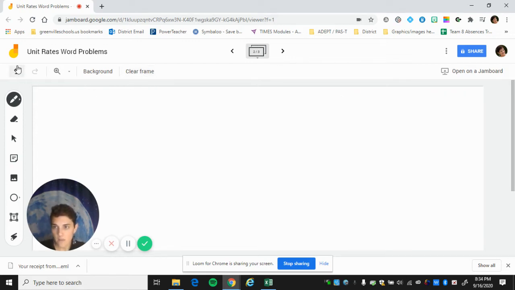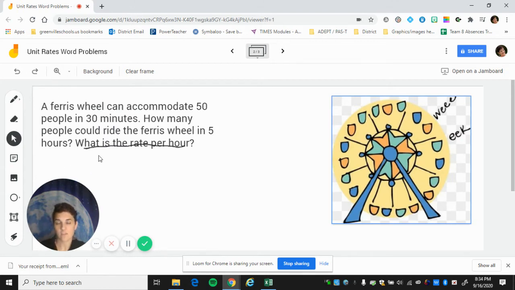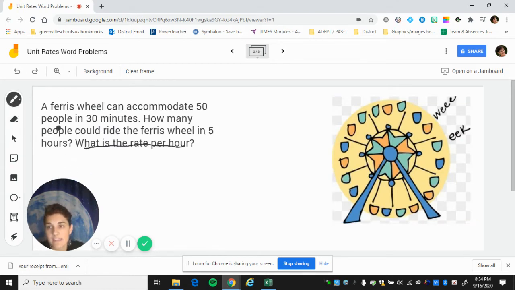No, don't do that. Just leave it like that. This one asks for rate per hour. And it also asks how many people could ride the Ferris wheel in 5 hours. So there's 2 questions here. Okay, rate per hour. I'm going to write down what I know.